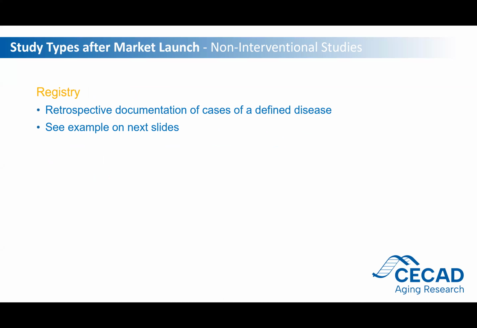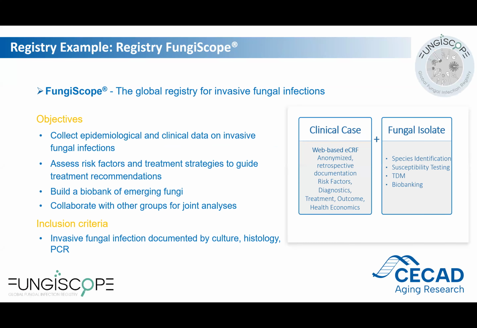Lastly, in a registry, as you may probably already know, it is a retrospective documentation of individual cases, but of a defined disease. And to give you an example on how a registry works, we will just go through an example to make it a bit more easy. And this example is also one of our own registries, the so-called FungiScope registry, which is a global registry for invasive fungal infections. The objective of this registry is to collect epidemiological and clinical data on invasive fungal infections.